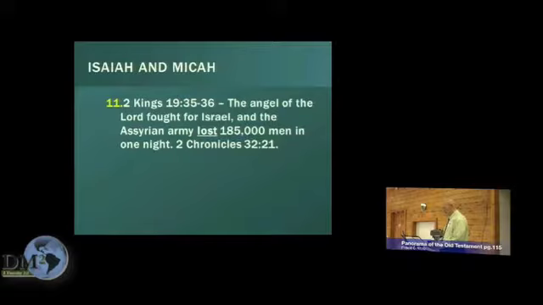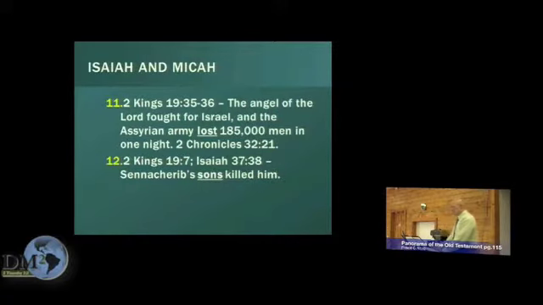2 Chronicles 32:21. And the Lord sent an angel who destroyed every mighty warrior, commander, and officer in the camp of the king of Assyria. So he returned in shame to his own land. And when he had entered the temple of his God, some of his own children killed him there with the sword, just as God had prophesied.